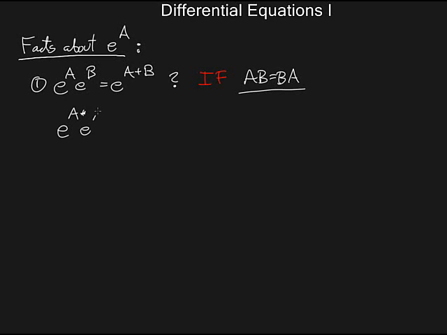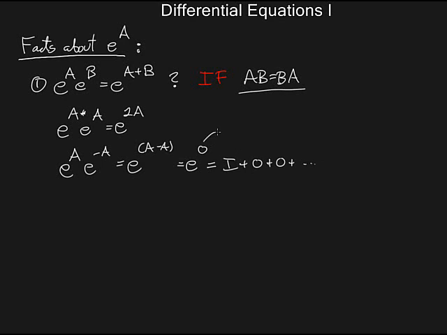And the most common way that this can happen is if B is equal to A, and you get something like this: e to the A times e to the A is e to the 2A. Or you can use A and minus A. Those commute, so you get e to the A times e to the minus A is e to the 0. And let's see, what is that? That's the 0 matrix. So it's 1 plus 0 plus 0 and so on. These are all matrices, and you're getting the identity.